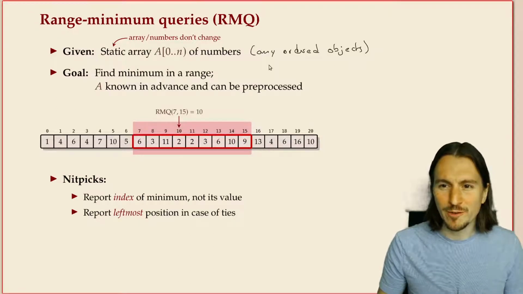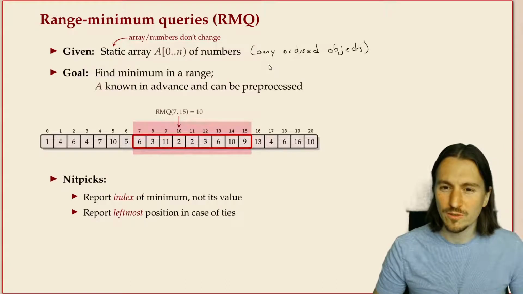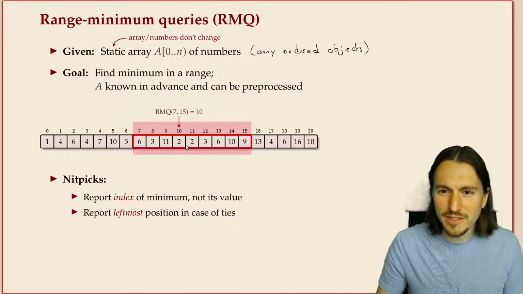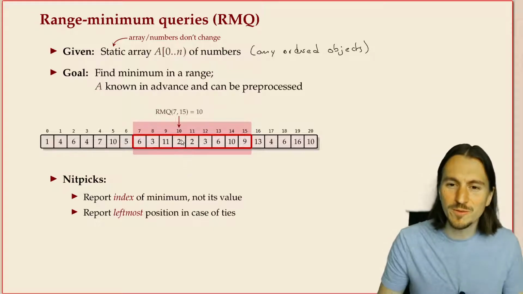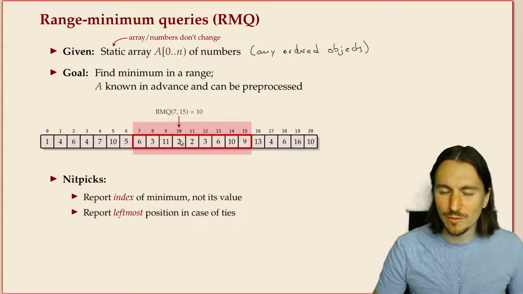That's just convenient. If you have arbitrary objects, then an index is always quick and fast to return, so you don't have to mess around with any objects. The second thing is we might have ties, like in this example. There's two 2s. That's the only ones. And the minimum is always the leftmost occurrence of the smallest element in the range.